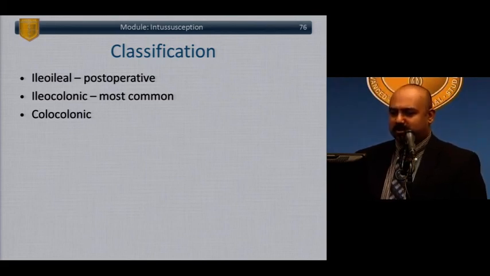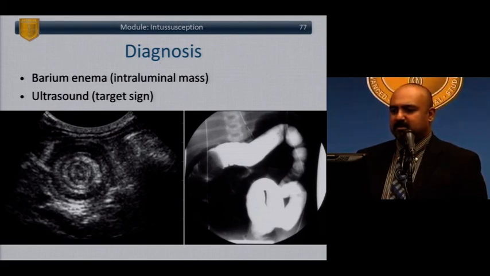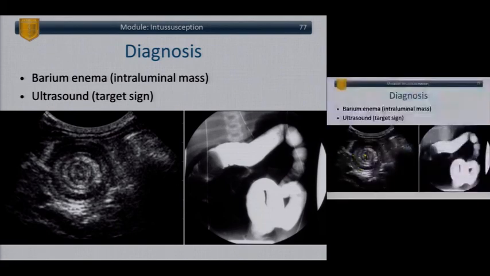Ileocolonic is the most common. This is the one that we're talking about. And sometimes you can have a colocolonic. This is the target sign, which is what you see on the ultrasound. So it's bowel within the bowel, and that's a target sign. So that's what you're looking for.